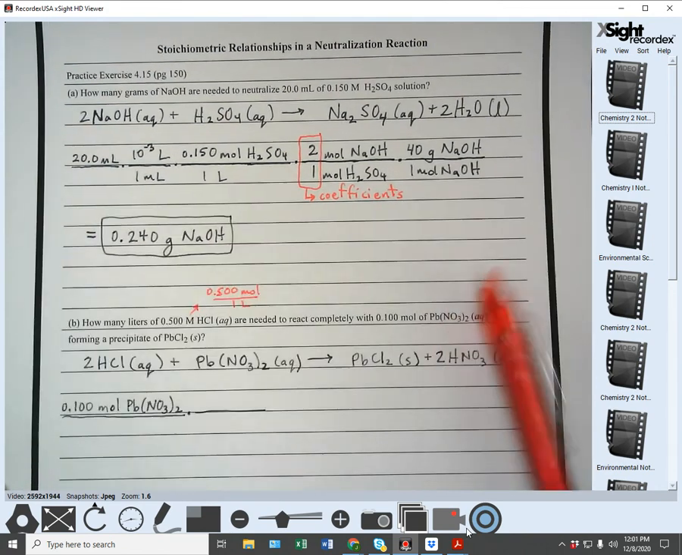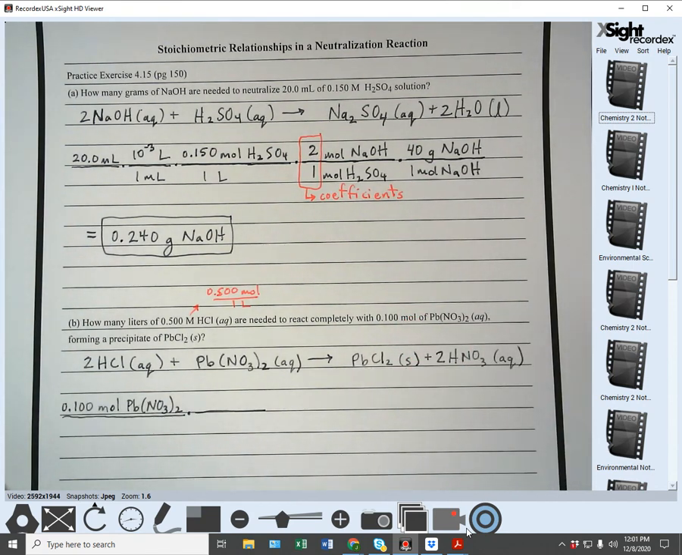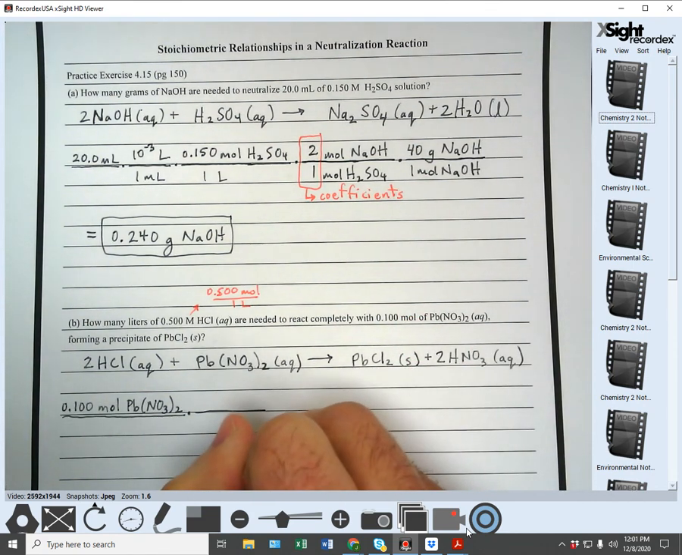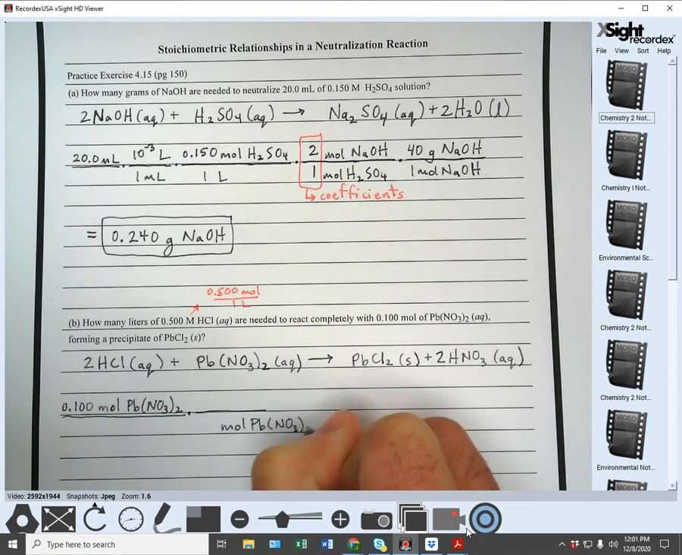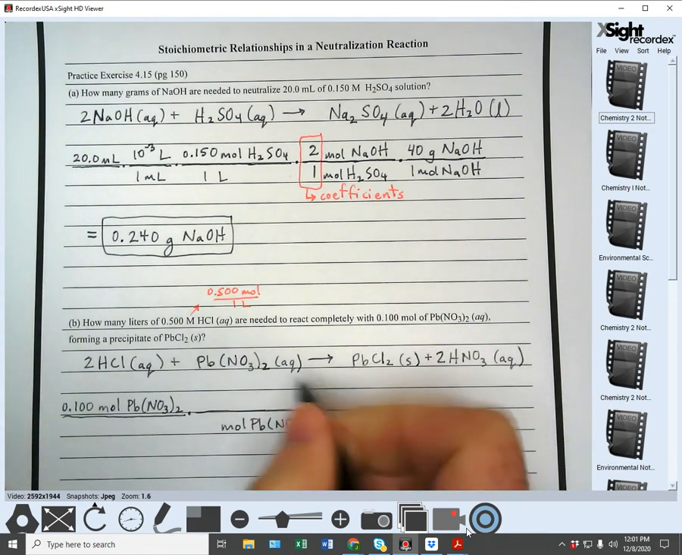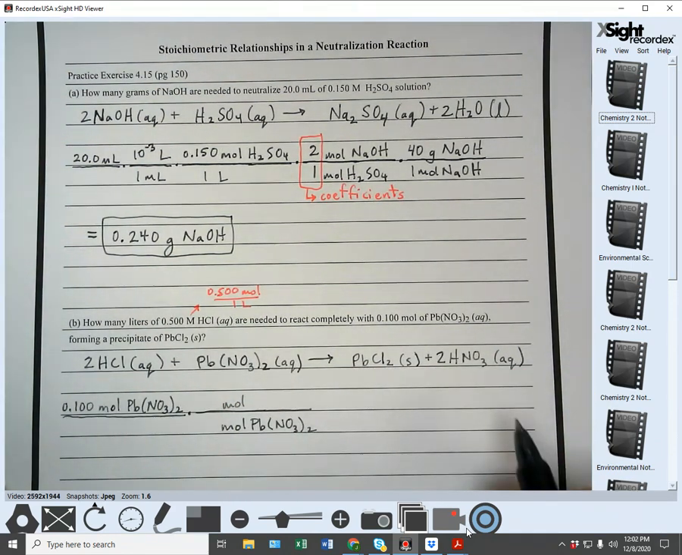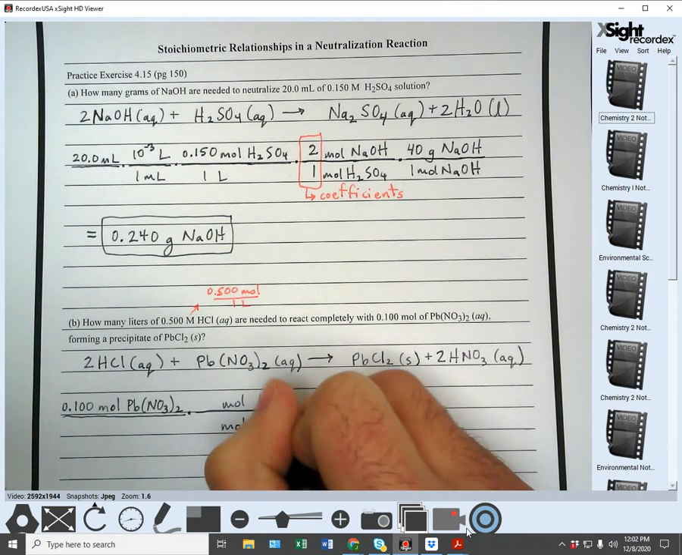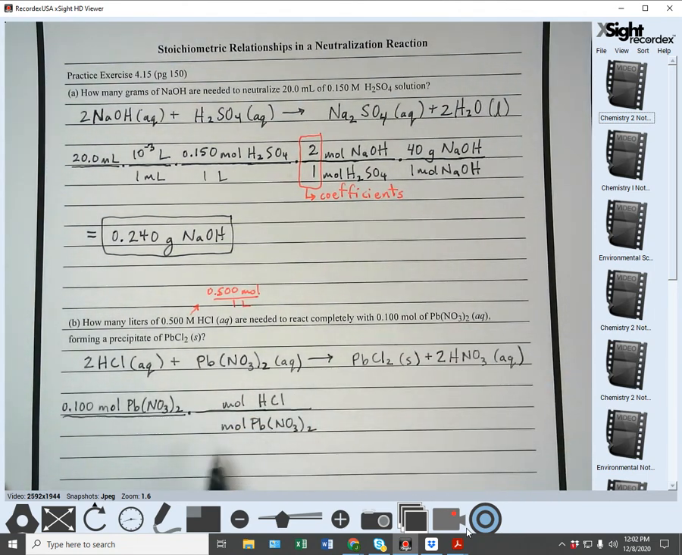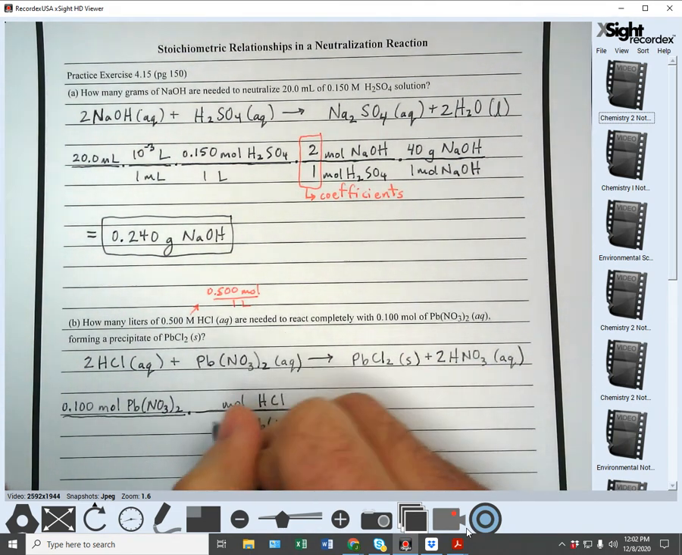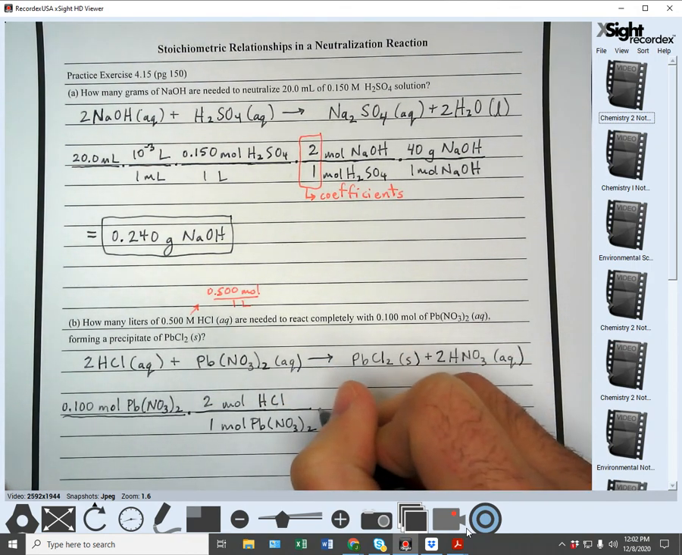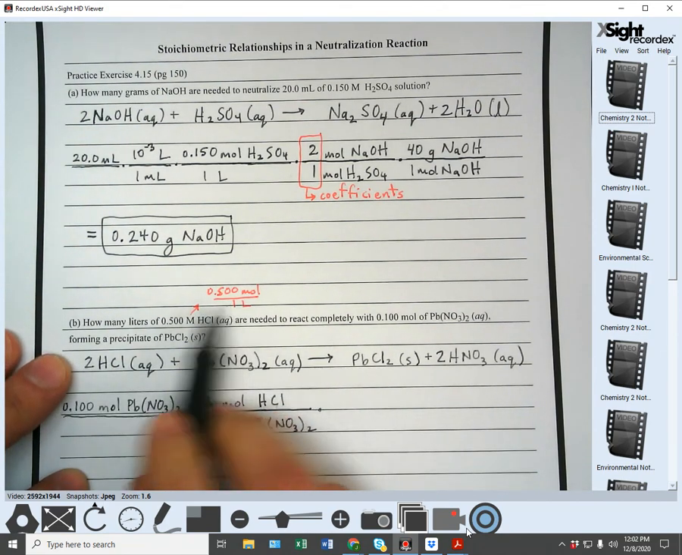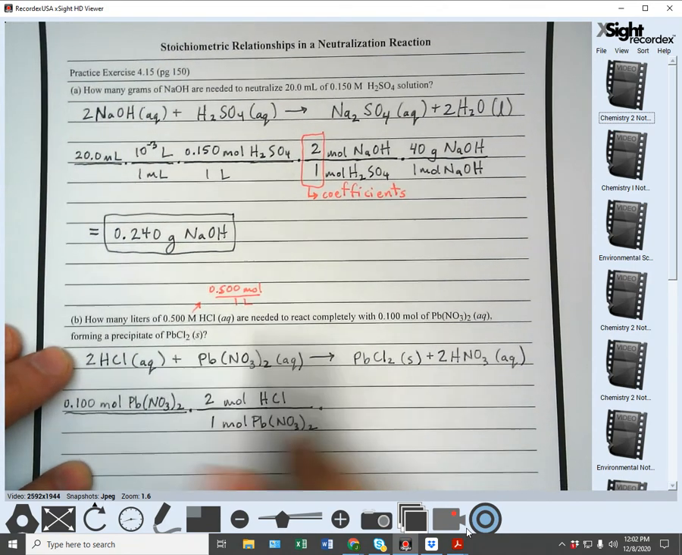Okay, so I'm going to turn moles of Pb(NO3)2 into moles of the HCl. Okay, again, using my coefficients. So in front of Pb(NO3)2, nothing, it's a 1. In front of HCl is a 2. Okay, now I'm in moles of HCl, right? So now I can just use my molarity here as a conversion.